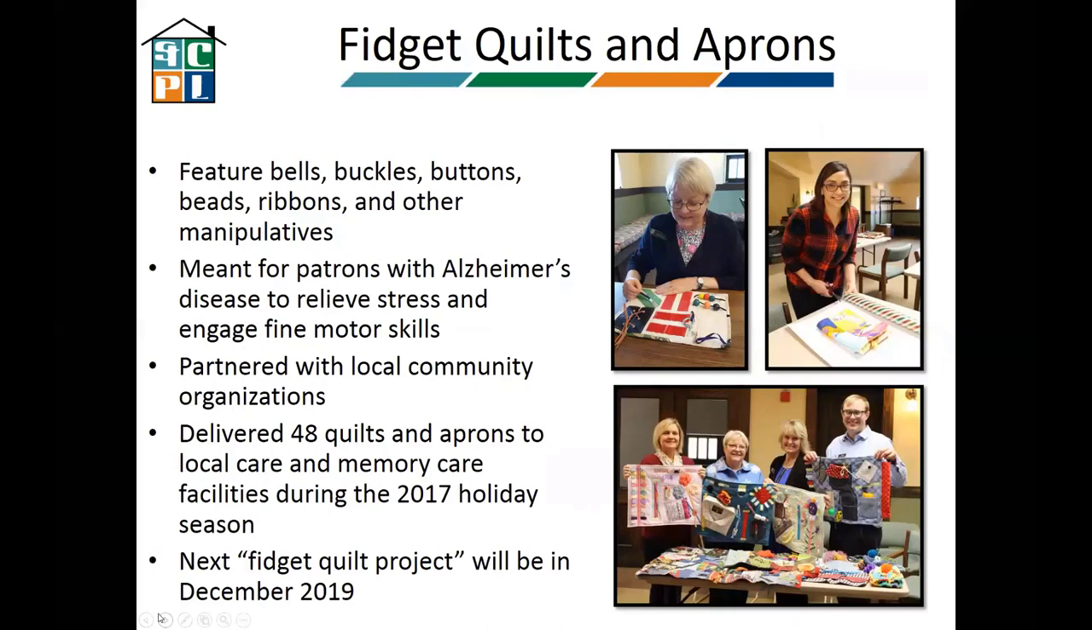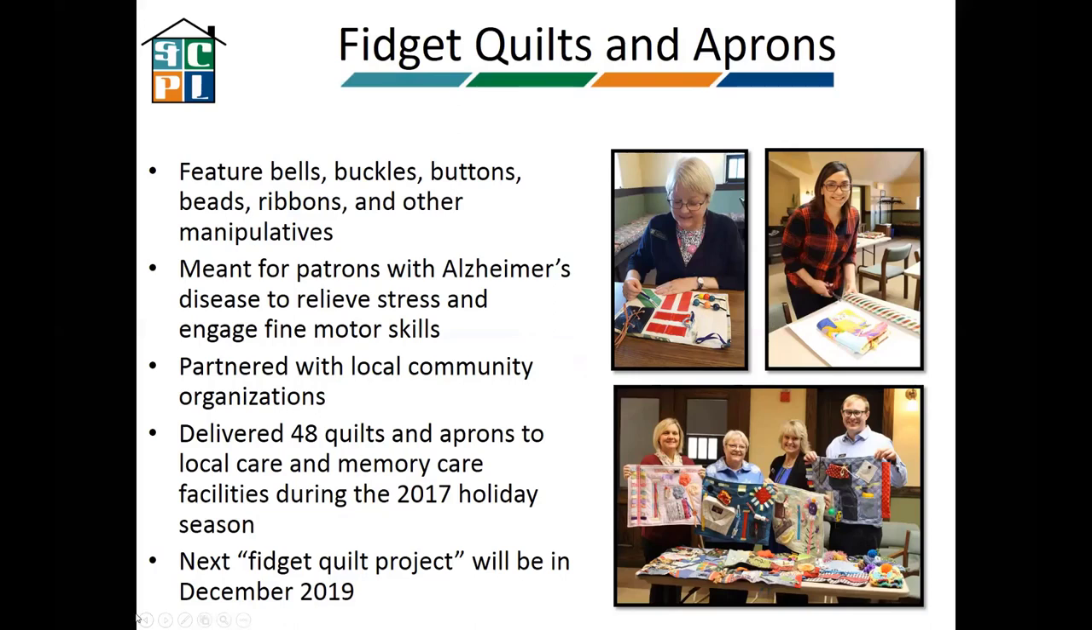Following a 2015 Reaching Across Illinois Library System conference, Outreach Services was inspired to launch the community-wide fidget quilt project. Fidget quilts and aprons feature zippers, bells, buckles, beads, and other manipulative items to relieve the stress and nervous tension associated with Alzheimer's disease and engage fine motor skills.